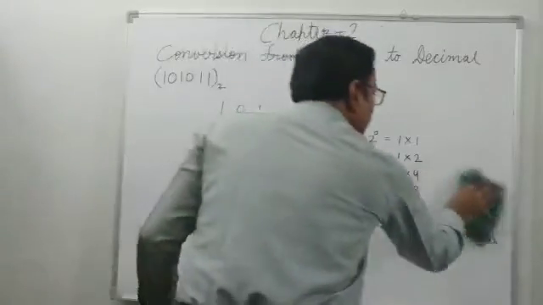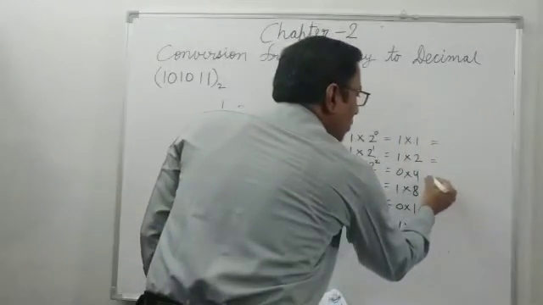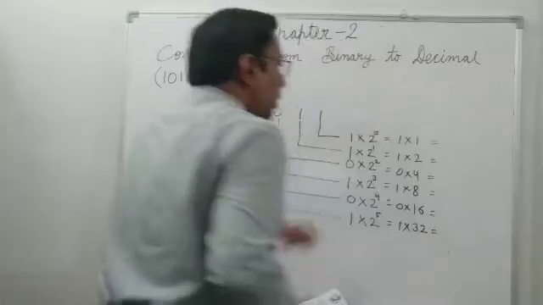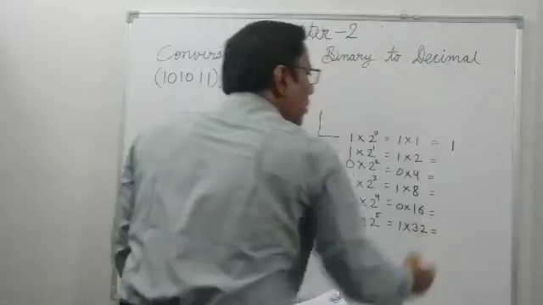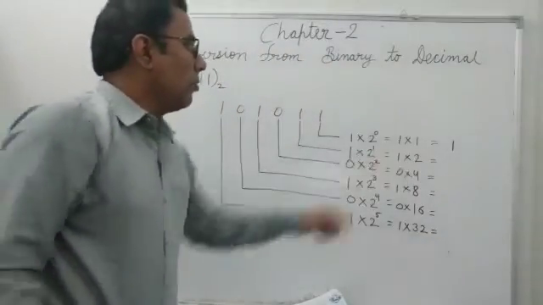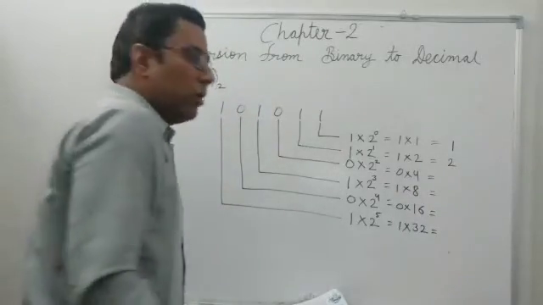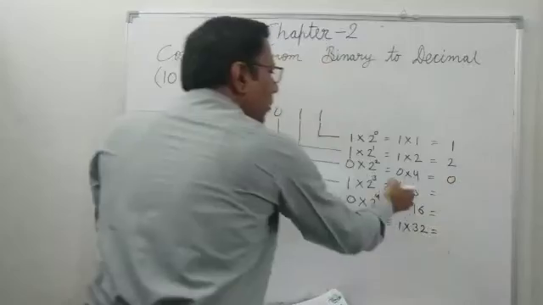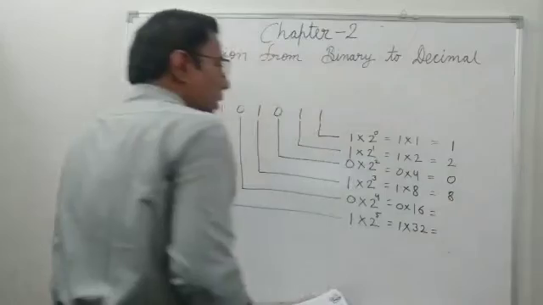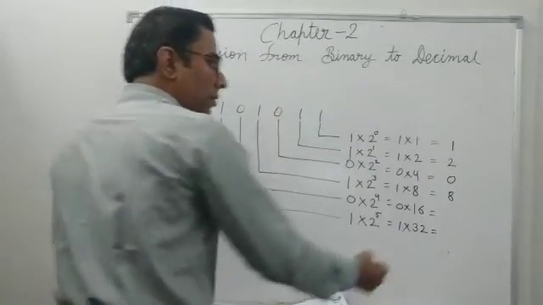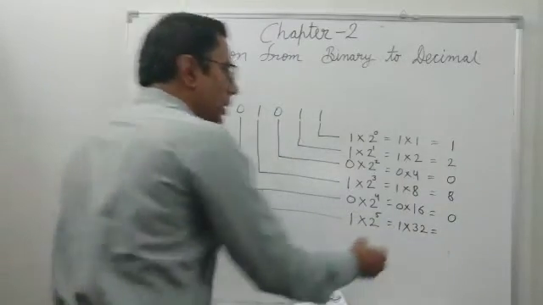Now again you have to solve. 1 multiplied by 1 equals 1. 1 multiplied by 2 equals 2. 0 multiplied by 4 equals 0. 1 multiplied by 8 equals 8. And 0 multiplied by 16 equals 0. 1 multiplied by 32 equals 32.